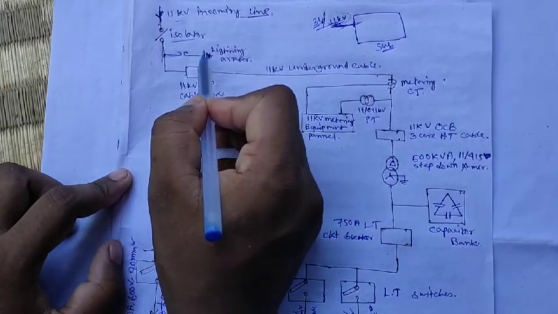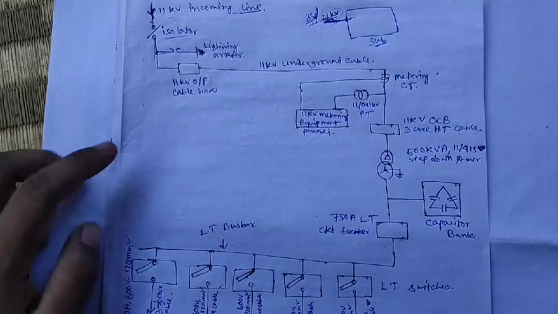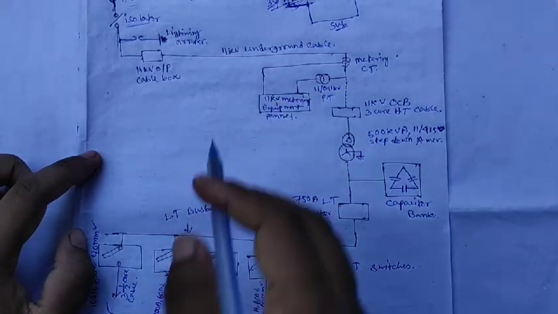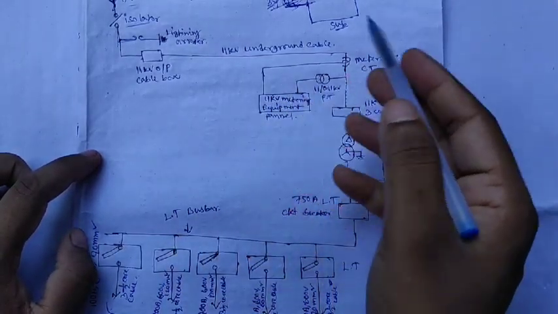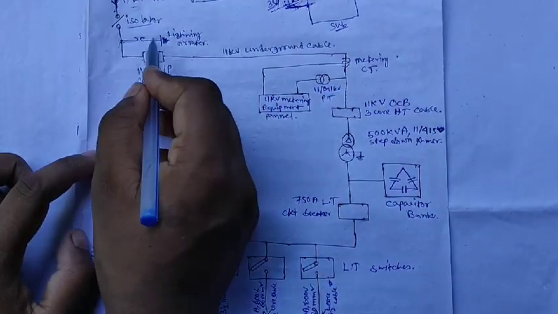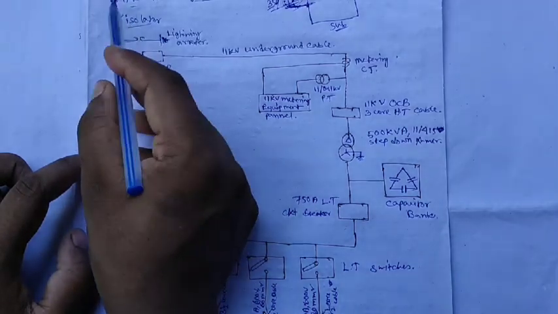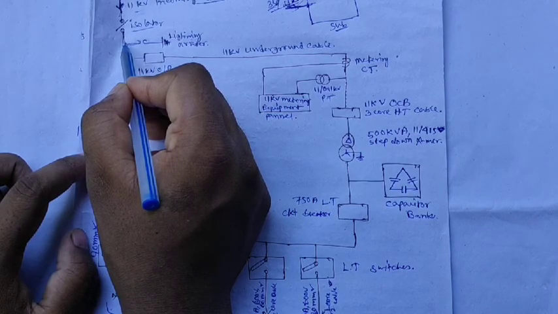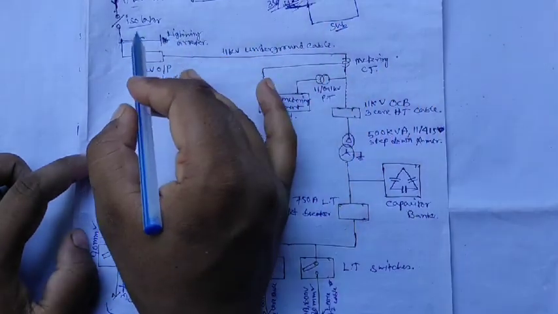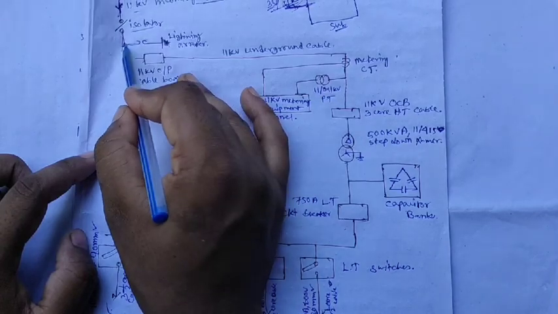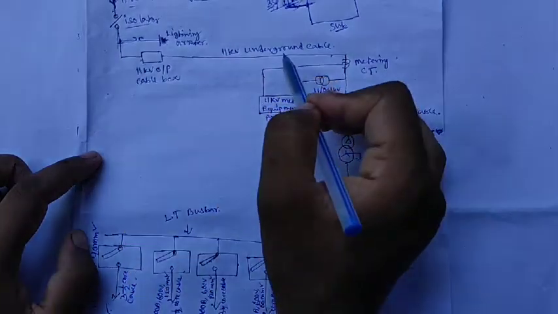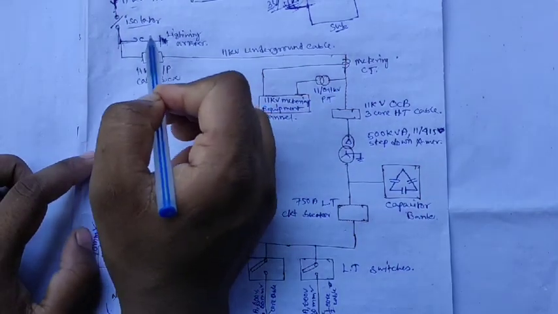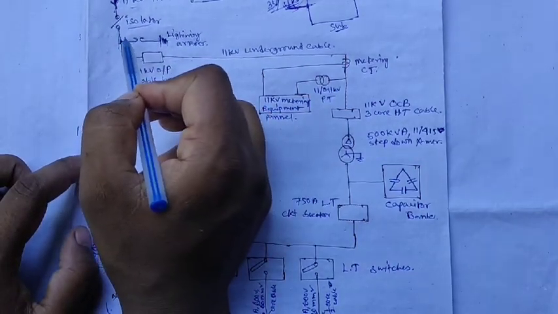This is the symbol of the lightning arrestor. In the next lecture we will also see the different types of apparatus of a substation and their symbols. There is a reason for the connection of the lightning arrestor here. We can also connect a lightning arrestor at other parts, but why do we use the lightning arrestor after the isolator?